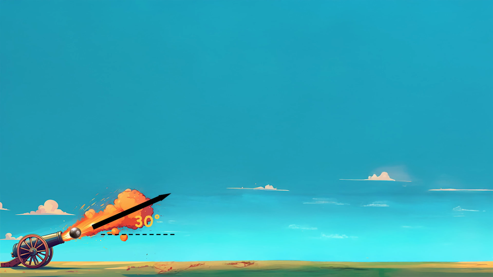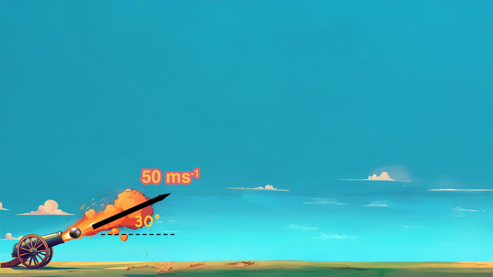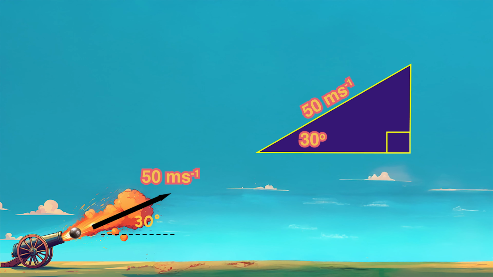Let's look at an example. An object is launched at 30 degrees to the horizontal at a velocity of 50 meters per second. It doesn't matter where the object is launched from, be it the ground, the top of a cliff, or even a hot air balloon. We will follow the exact same steps. We draw a right-angled triangle. You could even draw it to scale if you wanted. I haven't. You see that the hypotenuse makes an angle of 30 degrees to the horizontal and has a length of 50 meters per second.